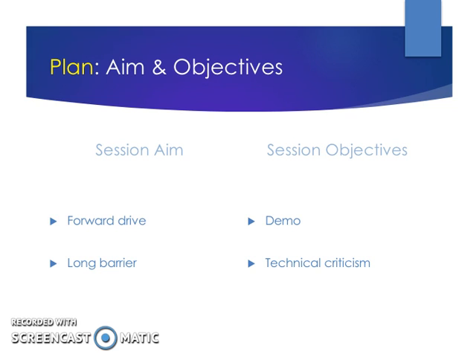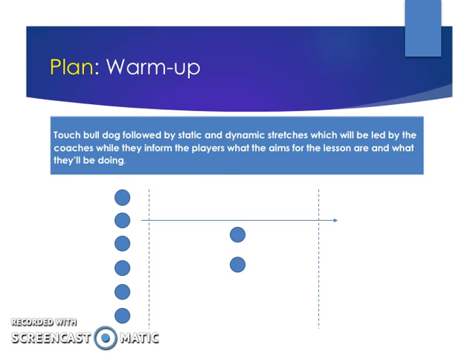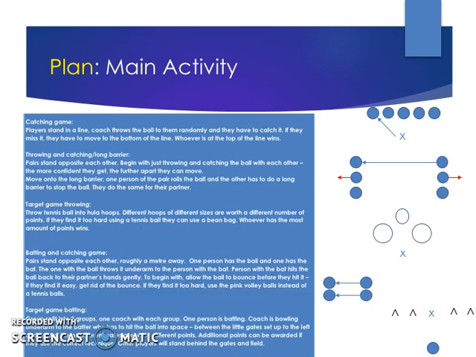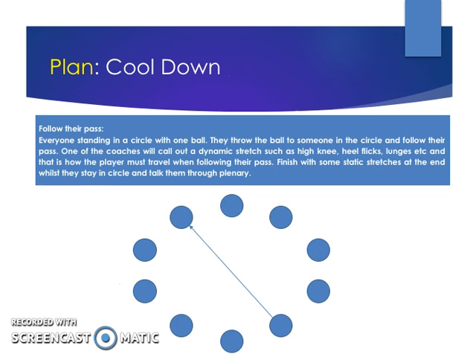My session objectives were to provide a demonstration of the long barrier to the group, with them repeating the action back to me, and to give technical criticism to 5 different participants on their forward drive and how they can improve it. So here we've got our risk assessment, the warm-up, main activities, the condition game, and the cool-down.